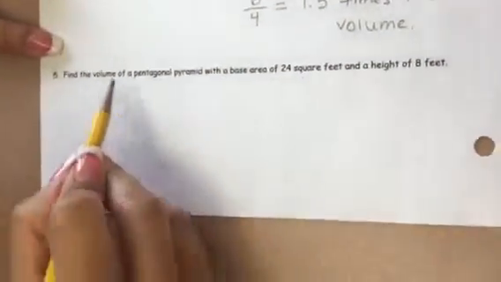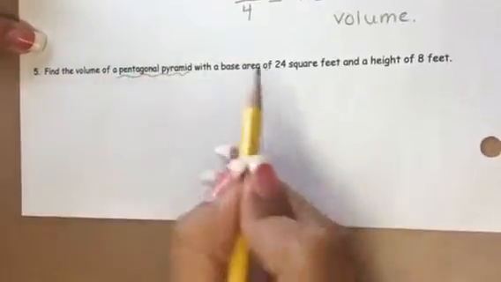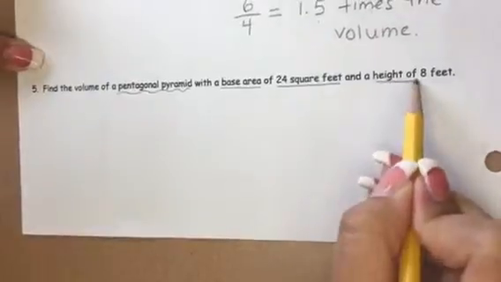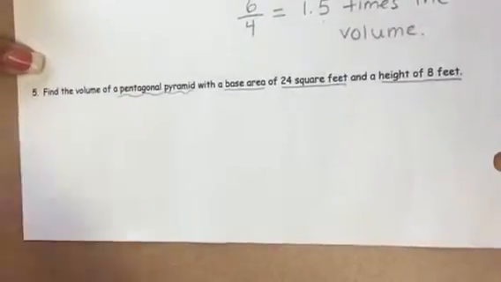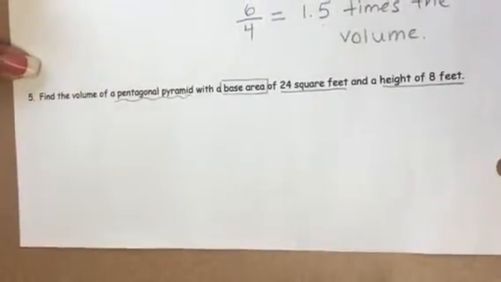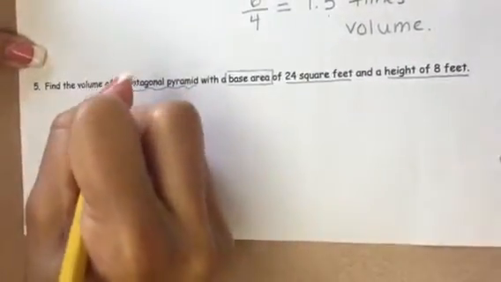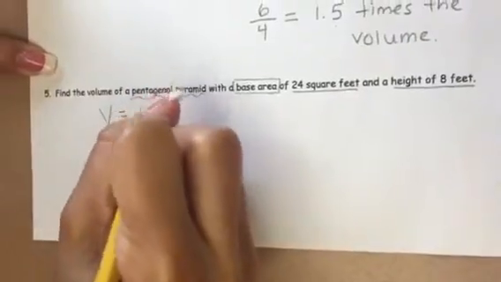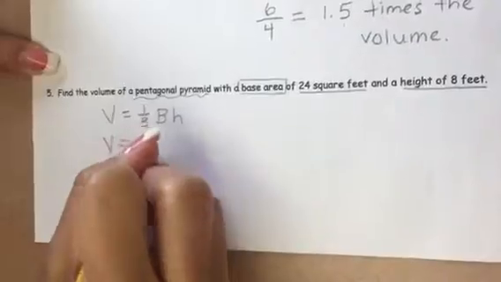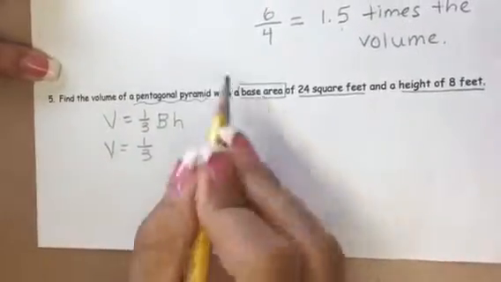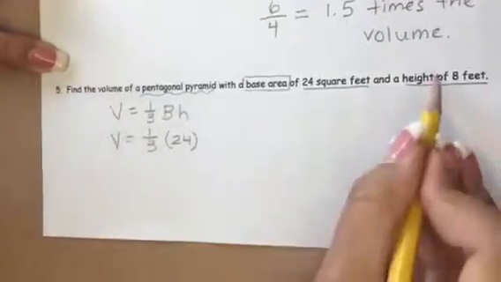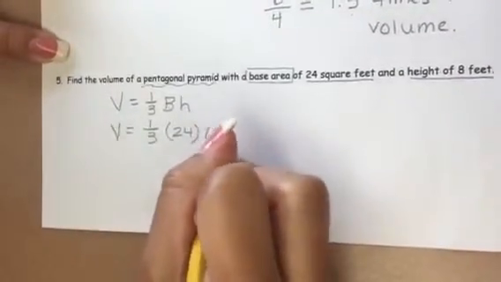In the last question, find the volume of a pentagonal pyramid with a base area of 24 feet and a height of 8 feet. All right, so they gave me the base area. So I don't even need to find that. That's so cool. So I just write out my formula. Volume equals 1/3 capital B times H. When I substitute this in here, I write out 1/3. I already have my base area, so I can substitute my B with 24. And the height they told me was 8.